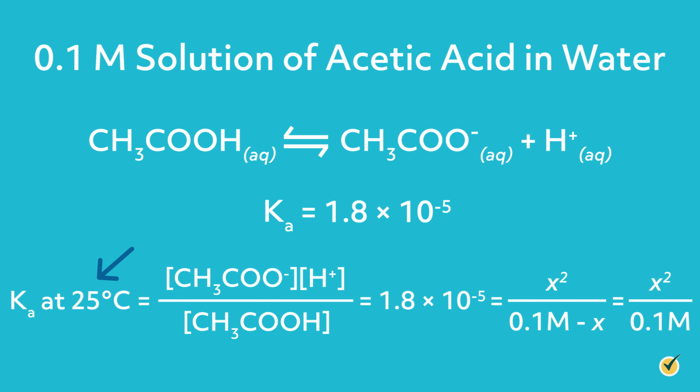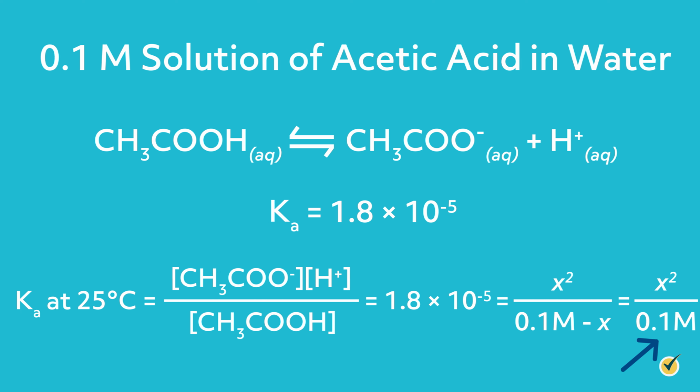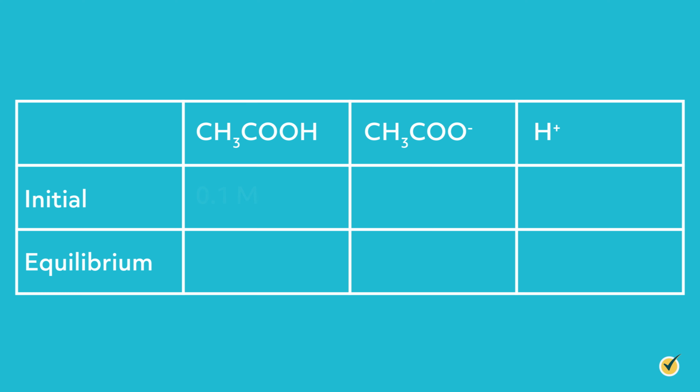Ka at 25 degrees Celsius equals the concentration of acetate ions times the concentration of hydrogen ions divided by the concentration of acetic acid molecules, which equals 1.8 times 10 to the negative 5. In our case, this equals x squared divided by 0.1 molar minus x, which is equivalent to x squared divided by 0.1 molar. We know the initial concentration of acetic acid is 0.1 molar, and at the start, there is no concentration of the two ions. However, these concentrations will change as the system reaches equilibrium. The acetic acid concentration will drop by x, and the concentrations of the two ions will increase by x.